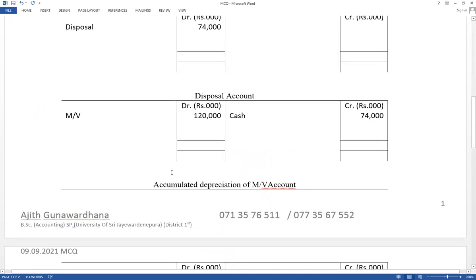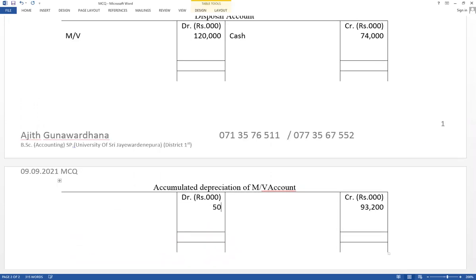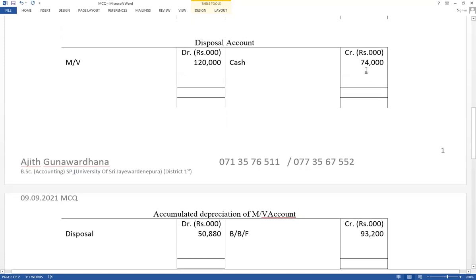50,880. Accumulated depreciation account debit as a disposal. Opening balance credit side as balance brought forward. This accumulated depreciation should be removed, the reason being the asset is not available. Disposal. Therefore, accumulated depreciation account debit, disposal account credit 50,880.